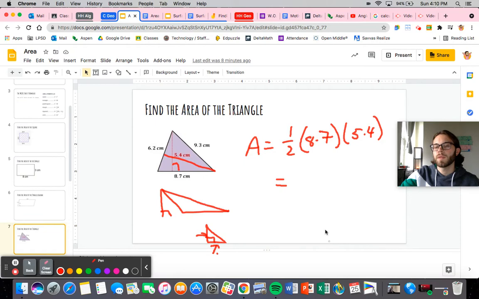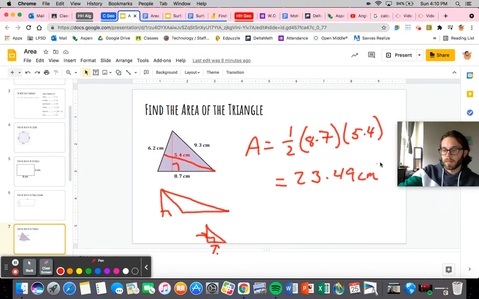So that is equal to, well, let's multiply this out. So 1/2 is the same as 0.5 times 8.7 times 5.4. That ultimately is equal to 23.49. My unit is centimeters, so centimeters squared.